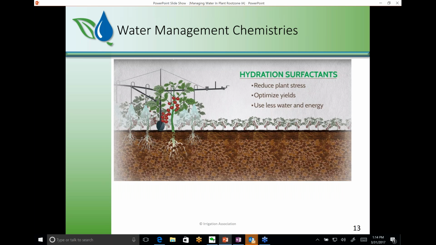Hydration surfactants are really good at reducing plant stress, and they do this by holding plant available moisture over time. When we do this, we keep the plant from going into periods of stress, and this often optimizes yield, and we'll look at some data on this later on. It allows you to actually utilize less water and the energy to move the water and still experience optimized plant yields and plant health.